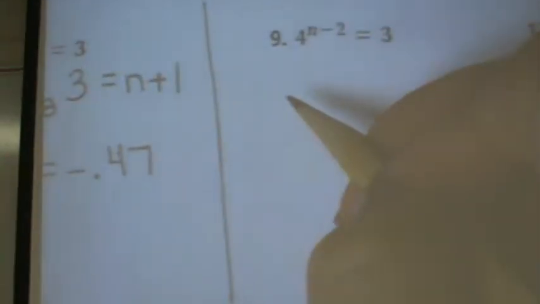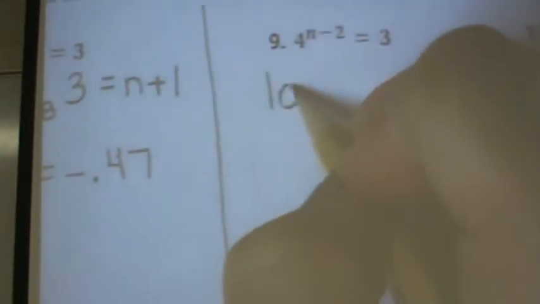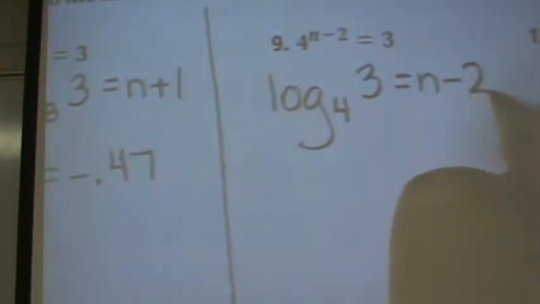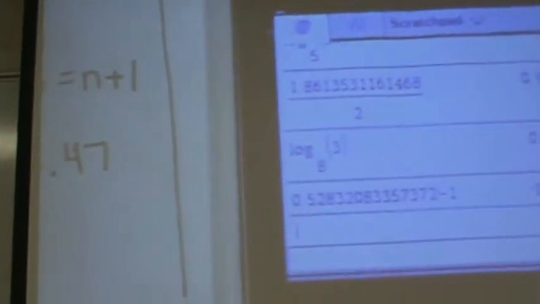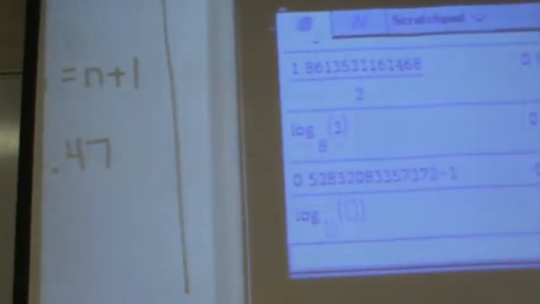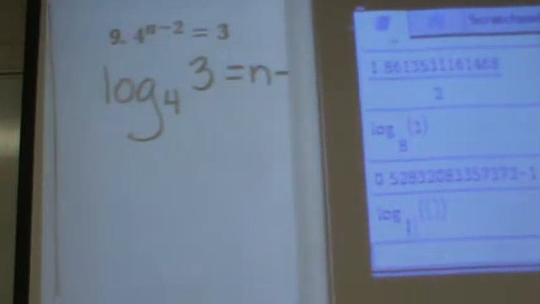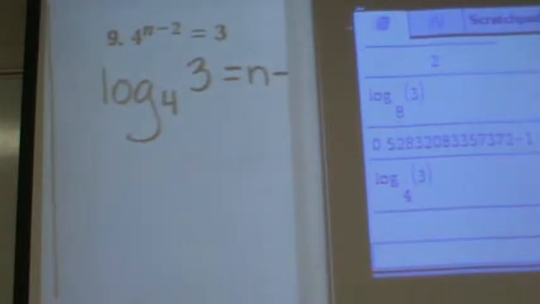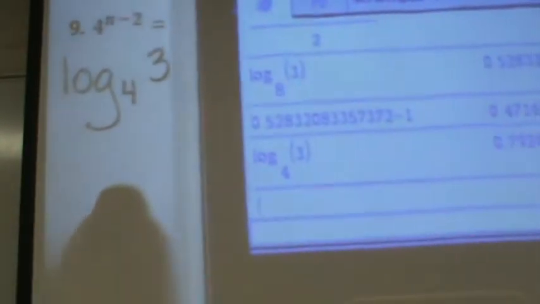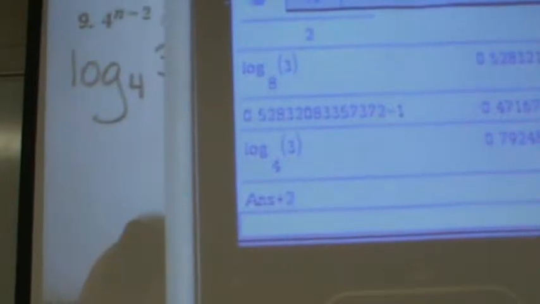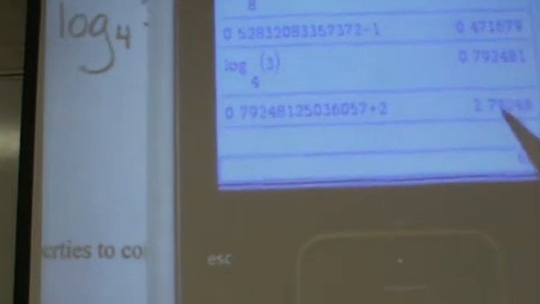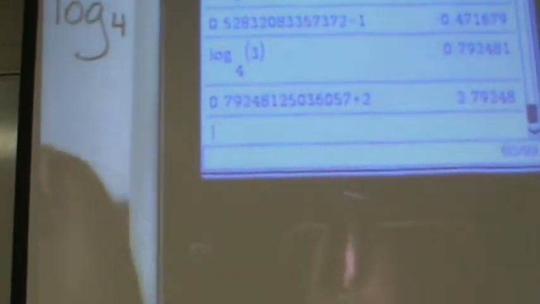Okay, number 9. Log of 3, base 4, minus... Beautiful. So control log, it's base 4 and 3. Hit enter. What do you do with that answer? Add 2. And what answer are you going to write? 2.79.